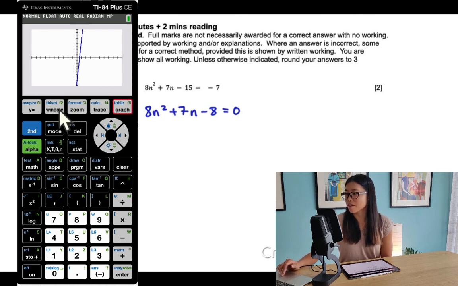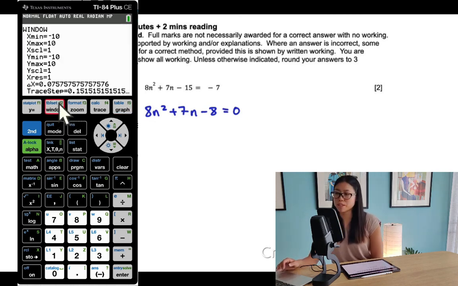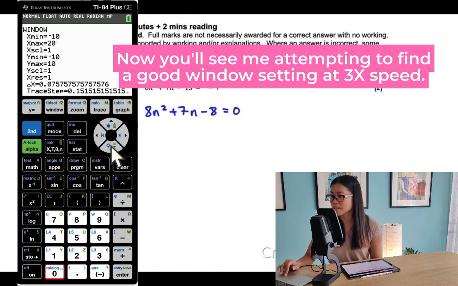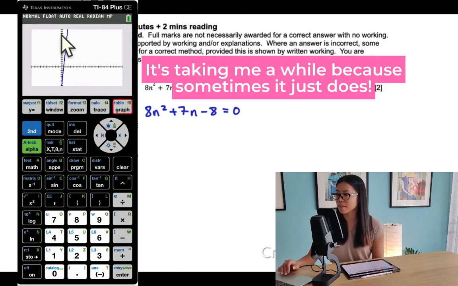Okay, so you can see I've graphed my parabola, but I don't have a really good window. Let's go into our window settings and adjust this. I noticed that I need to see more x values, so let's make the x maximum higher, let's make that 20, and I need to see some more y values as well, because I can see the top part of my graph, so let's also make that 20. Let's see what we get.